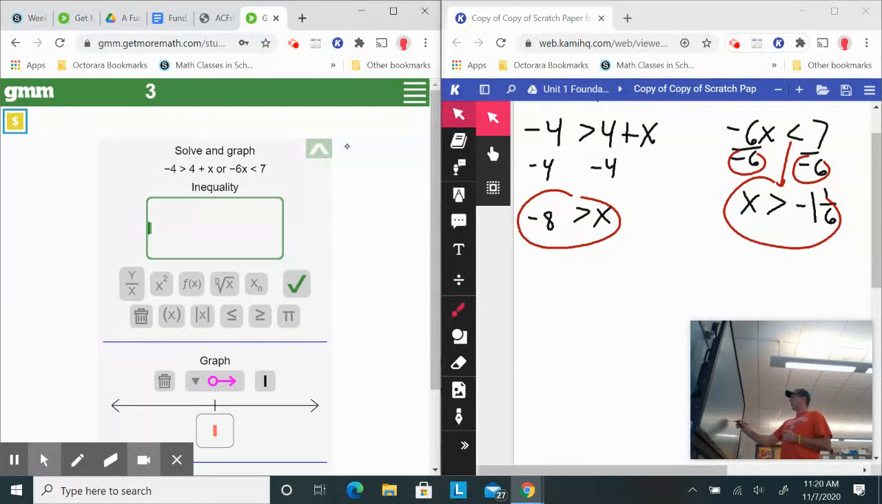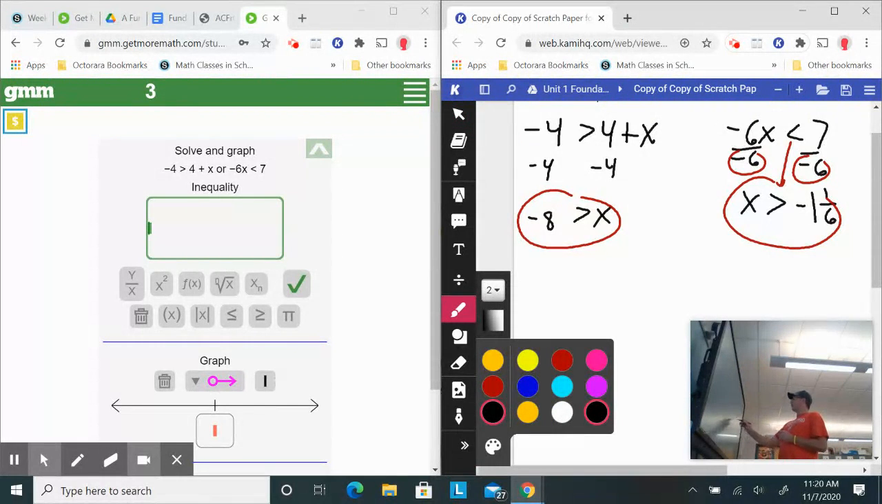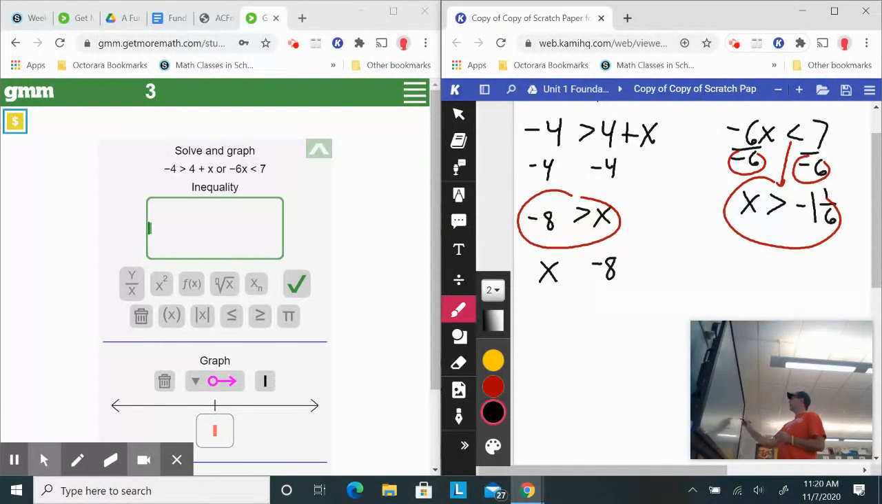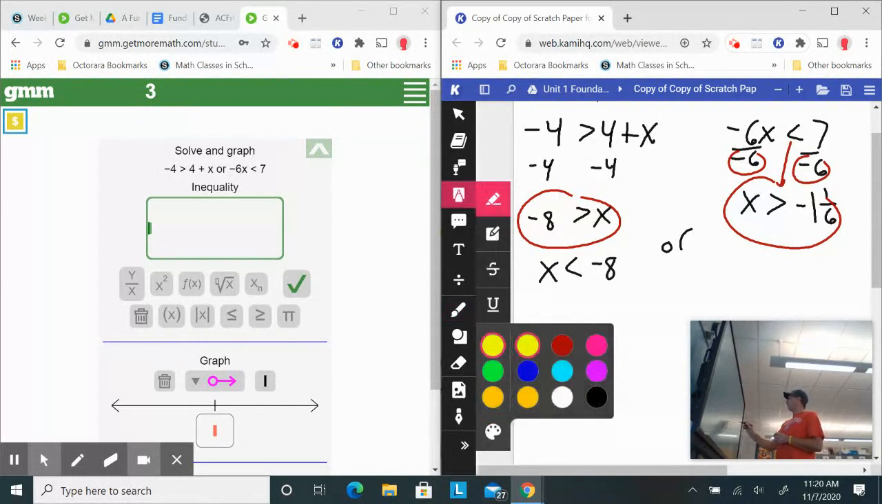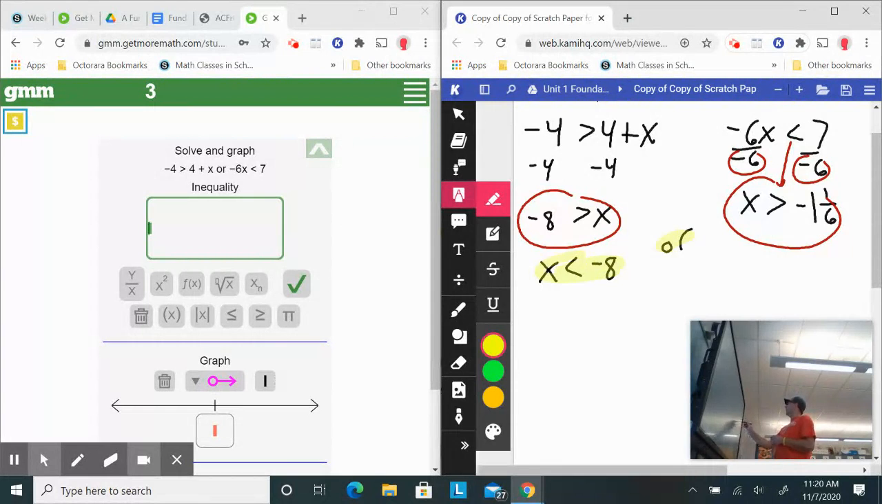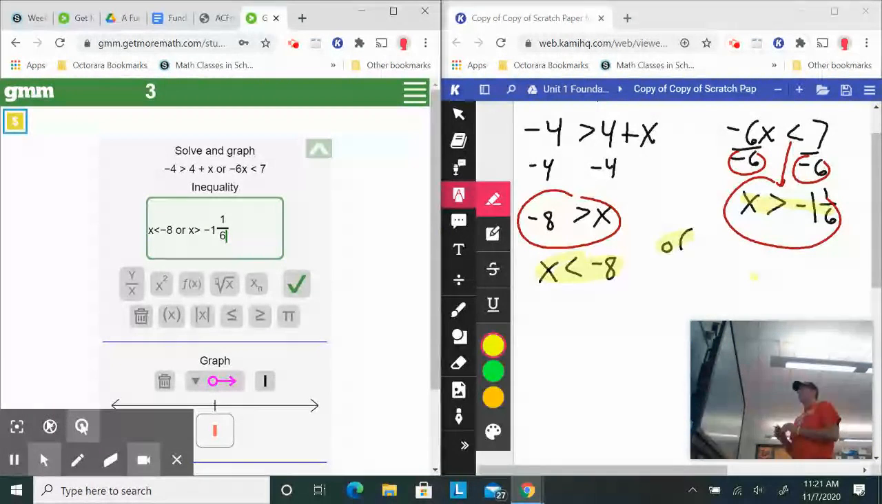So the way I'm going to write it is, I'm going to do it on my scrap paper first. I'm going to move my x to the left. When I do that, I reverse the sign. So I want all numbers that are less than -8, or I want all numbers that are greater than -1 and 1/6. So I need both of these to be written with an or in between. Let me take a second and type that in. Okay, it's typed in. Let's just double check.